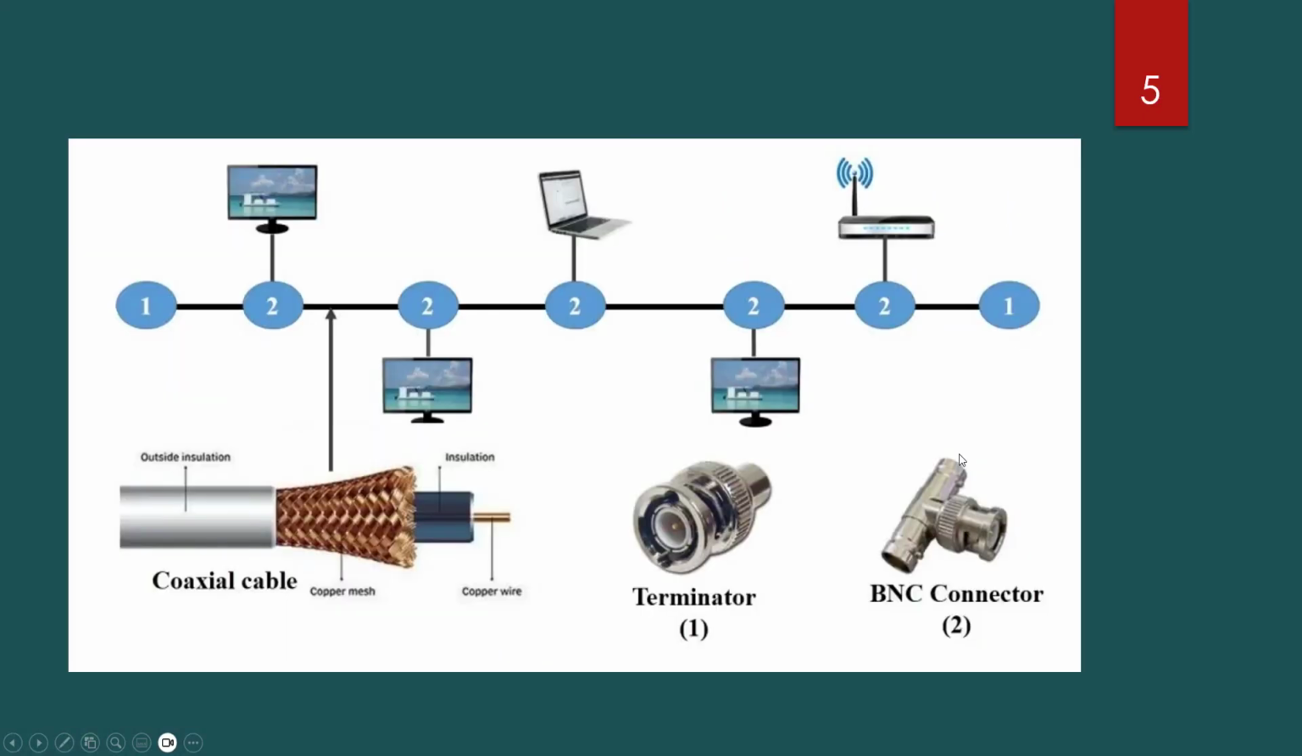Now, if we see the actual images, you will see the numbers here, number one and number two. Number one is basically your terminators, which absorb the signals and do not let them bounce back. And then number two is your BNC T connector. So that's how the T connectors used to look, to extend the connection to the computers or to any other devices, right? And this is an example of a coaxial cable where you have the copper wire inside an insulation, and then you have a copper mesh so that you cut any kind of electromagnetic interference, and then the outside insulation, which is generally the plastic outer black cover, right? That's what it looks like.